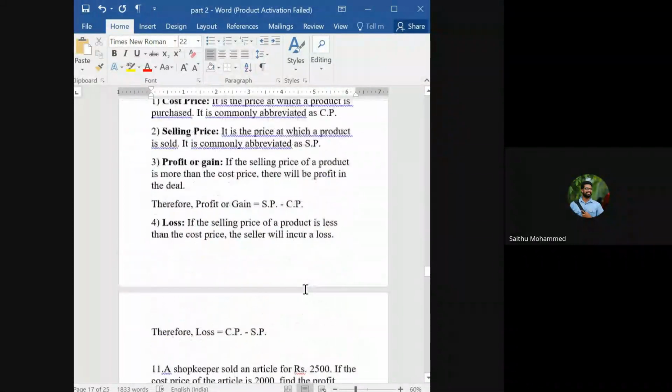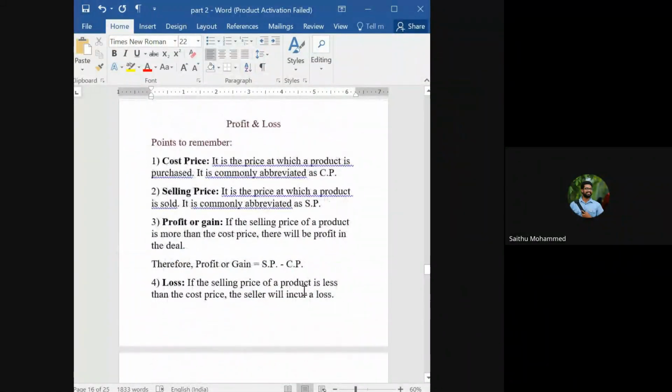Profit and loss, most of the time they will not be asking for data interpretation, but it's better to learn profit and loss. The only one equation that you have to keep in mind when you are dealing with profit and loss is profit equals selling price minus cost price. What is selling price? Selling price is the amount for which we are selling something, right? We have bought something for selling it, and the price at which we have sold it, that is what selling price is.